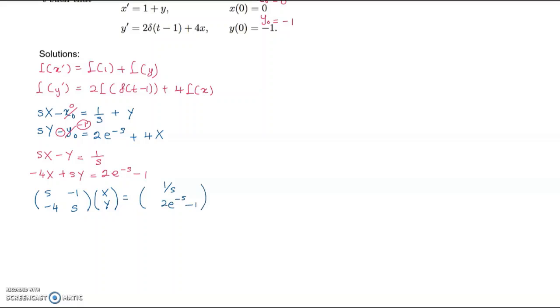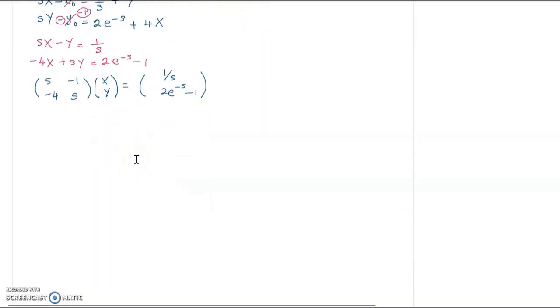Okay, so now the Cramer's part. By Cramer's rule, X(s) can be written as, so the denominator now is s, negative 4, negative 1, and s.